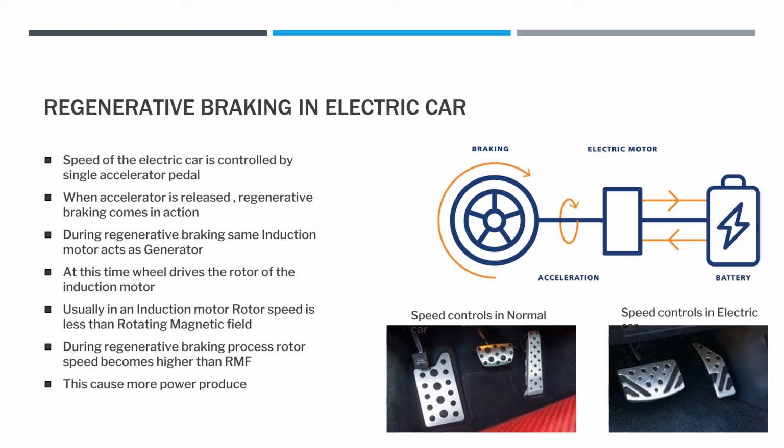Usually in an induction motor, rotor speed is less than the rotating magnetic field. During the regenerative braking process, rotor speed becomes higher than the RMF. This causes more power to be produced.